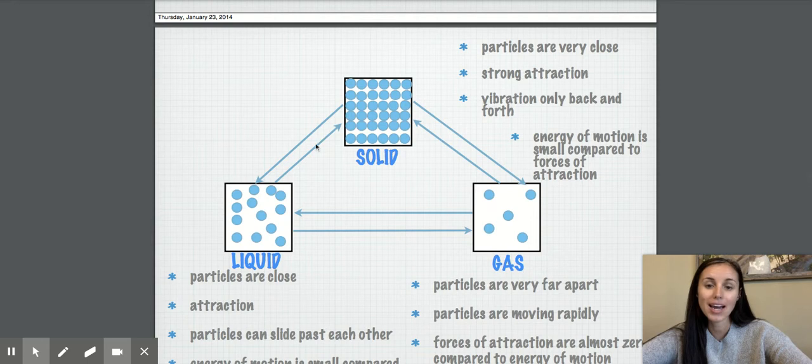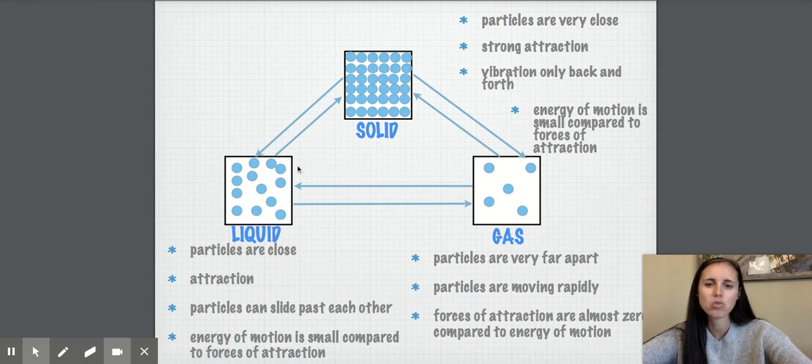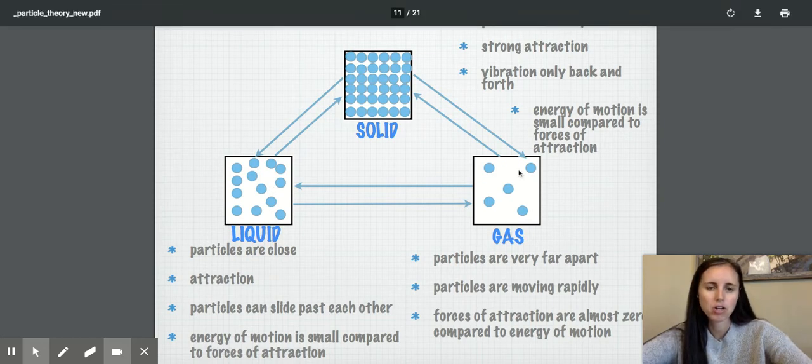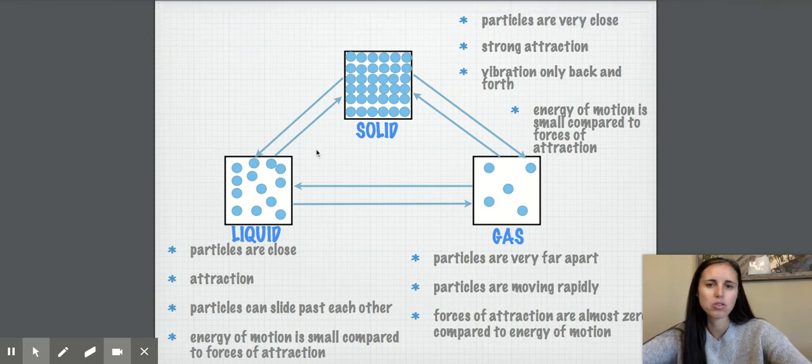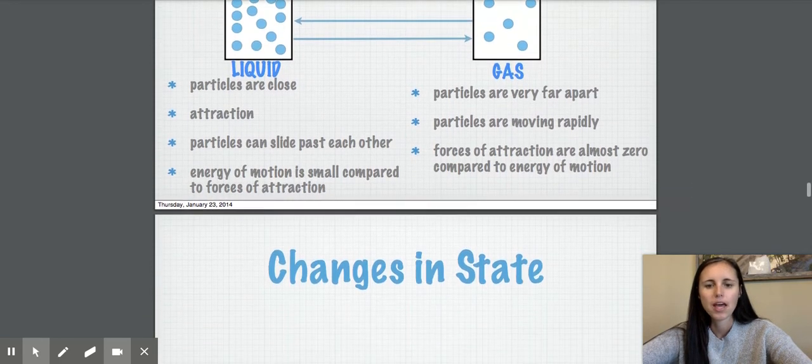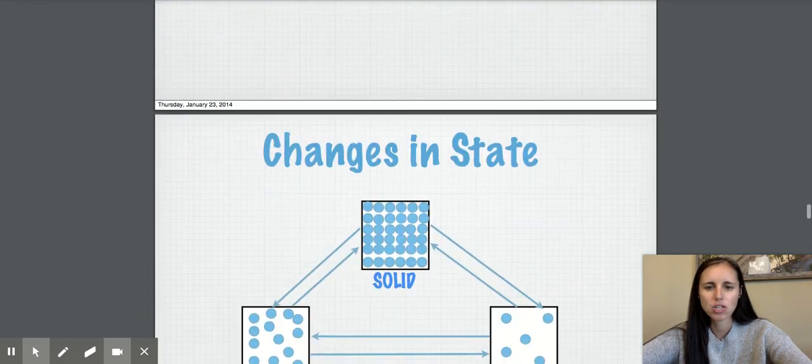And then you can actually change from a gas to a liquid as well. By going from a gas to a liquid, you're actually slowing those particles down. So gas particles move quickly, liquid particles move slower. You can also change from a liquid to a solid by slowing the particles down even more, or you can change from a solid to a liquid by speeding up the particles. So you can see that any change is actually possible by either slowing down or speeding up those particles. We have specific names for each of these changes.